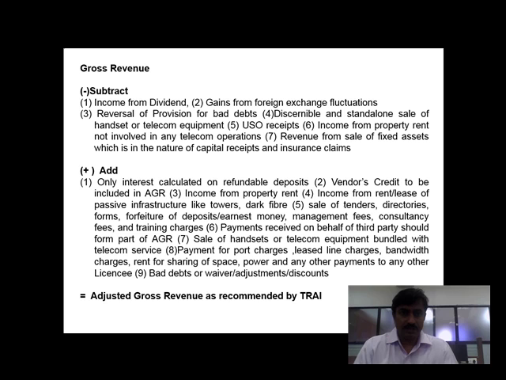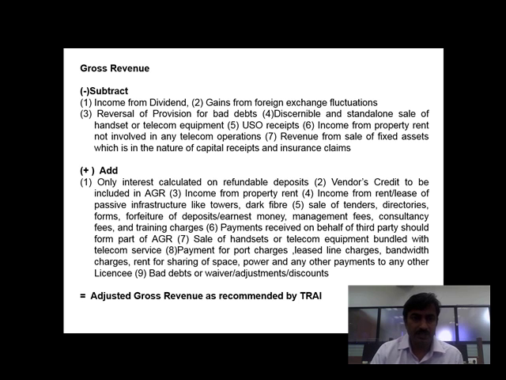So if you have a look, friends, whatever is the list of activity that requires you to have a telecom license, these activities will definitely be added to the AGR, and the other activities that can be done by any corporation and that do not require them to have a telecom license will be subtracted from the gross revenue.